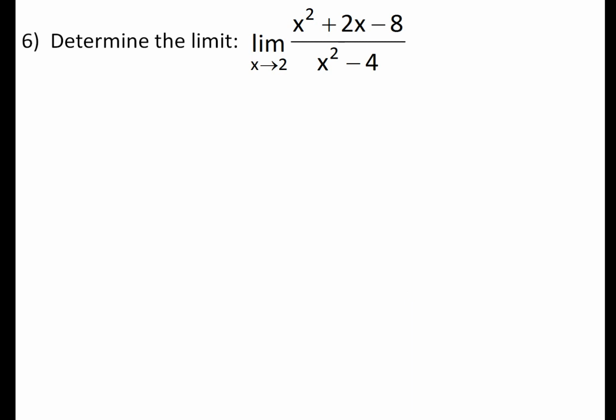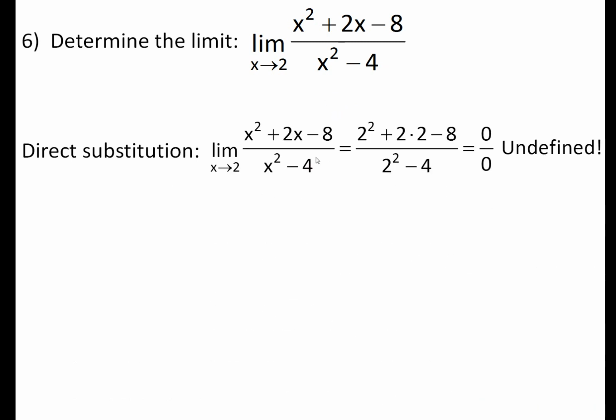So let's continue the limit problems. Here we have a limit as x approaches 2 of this rational polynomial, and if you do direct substitution into this polynomial, you see that you end up with 0 over 0. And 0 over 0, since it's undefined, you didn't get anywhere with the limit.